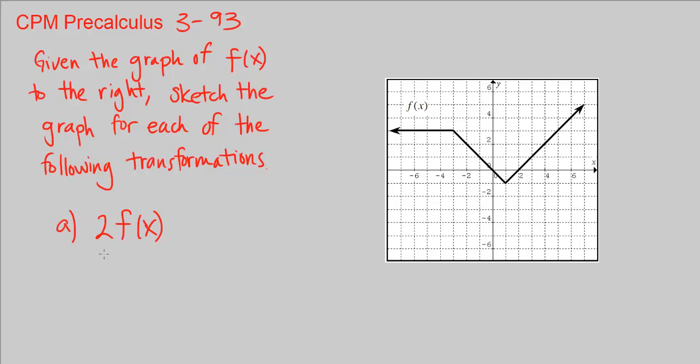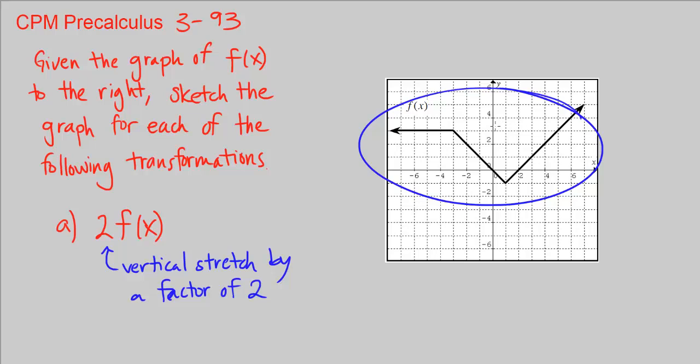We know that that's going to give us a vertical stretch by a factor of 2. A factor of 2, right? And what does that mean? That means that on our graph, every y value is going to be multiplied by 2. Okay? So let's go ahead and start at 0, 0.